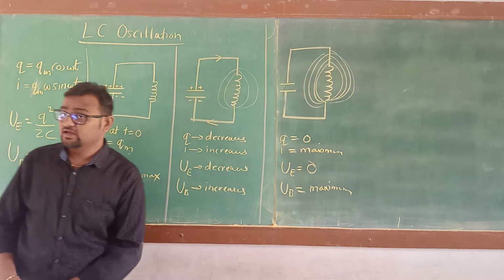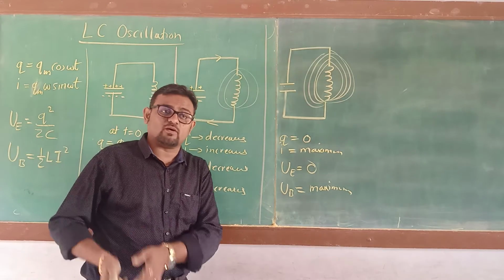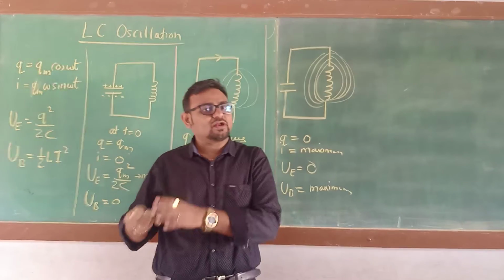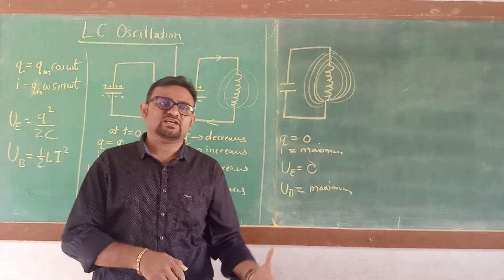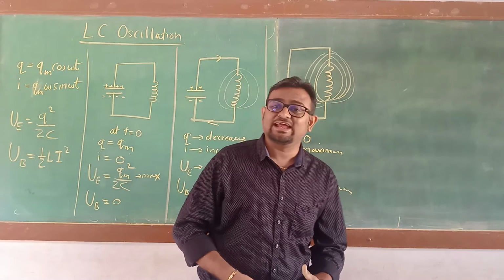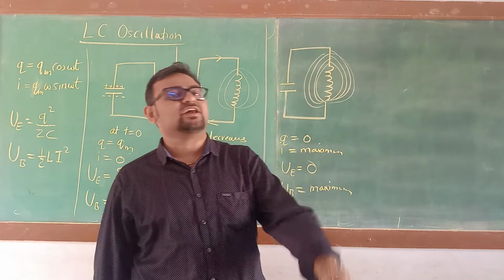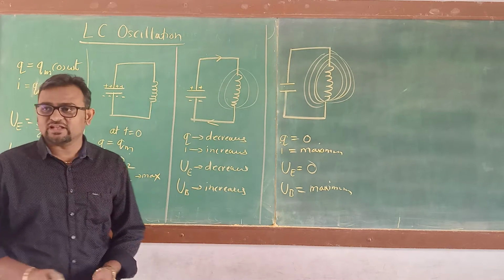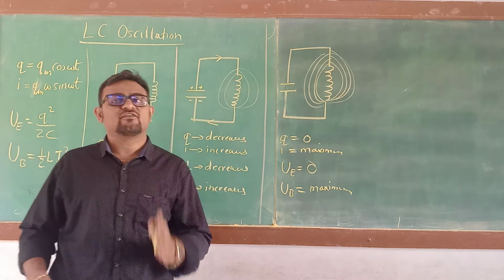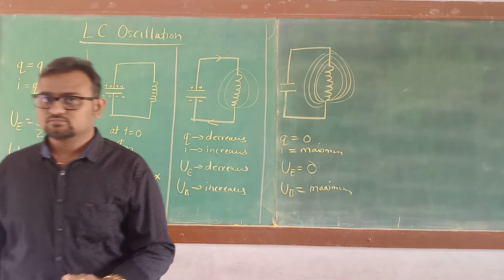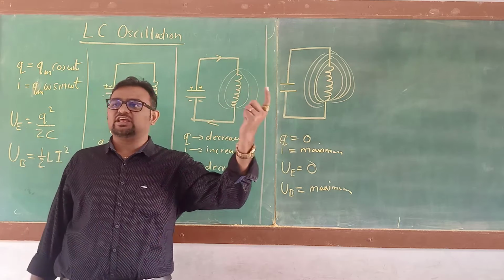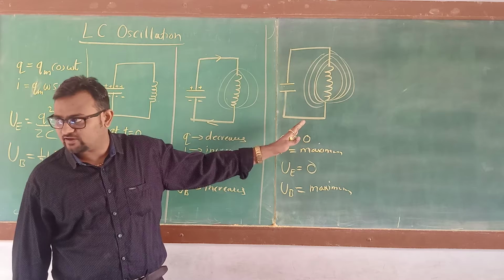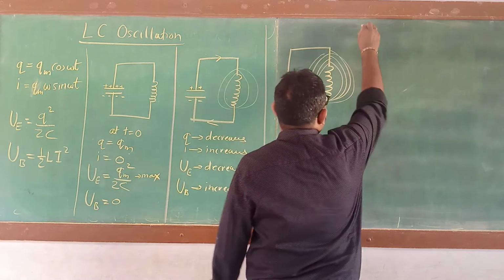So what can I say? The total energy which was stored in the form of electric field in the capacitor at t equal to 0 is totally converted to the energy which is stored in the form of magnetic field in the inductor. Clear? Okay? So you can consider this as a quarter cycle. Here you can write t equal to T by 4, capital T is one complete cycle. Now see what happens next.